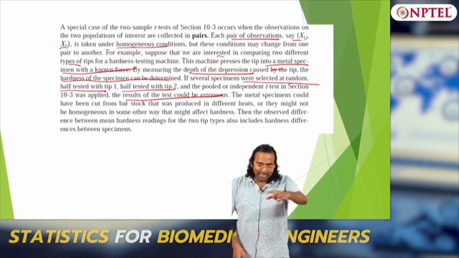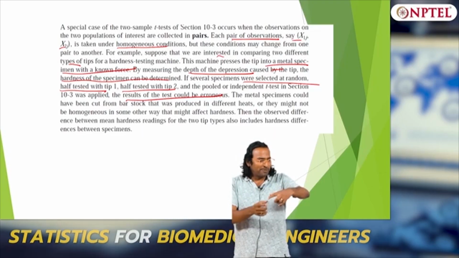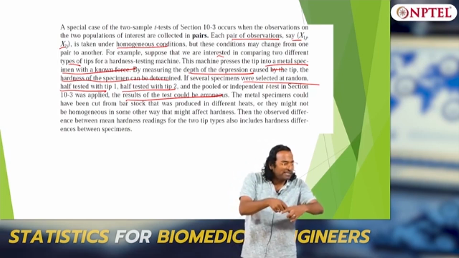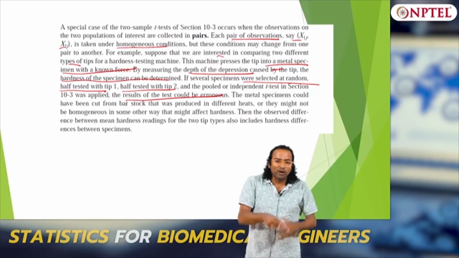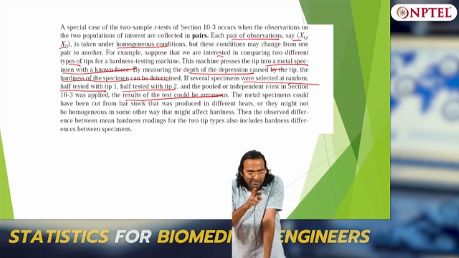So if I want to know exactly the hardness of this material piece, what should I do? I should use both the sensors on the same specimen, only then I can say that the difference in hardness is not due to the sensors but truly due to the metal piece.